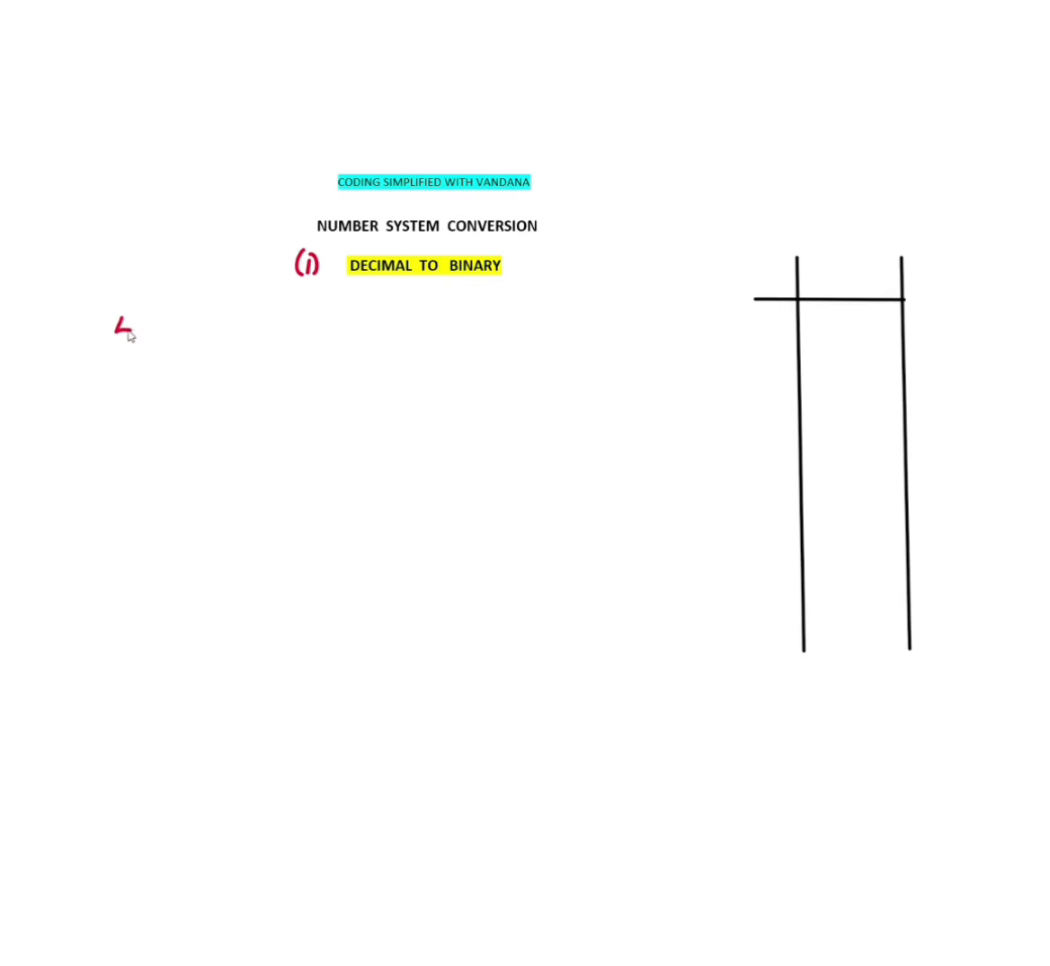So we'll consider an example. Say, for example, this is the given decimal number which is required to be converted. See, the subscript 10 means it's a decimal number. This needs a conversion to the binary number. The subscript 2 means this number has to be converted to a binary value.